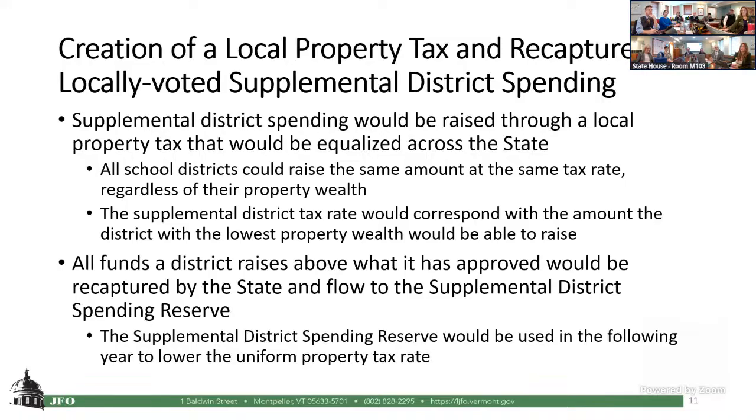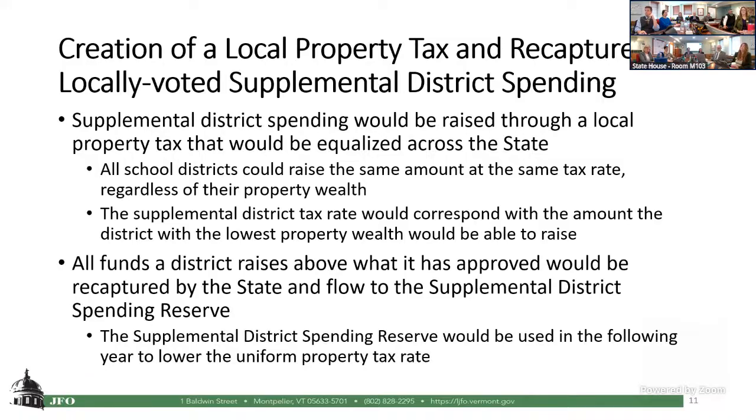Okay. So the way that supplemental district spending is raised is through a local property tax that is still equalized across the state. Right. So essentially, all school districts will be able to raise the same amount on the same tax rate regardless of their property wealth. And the way that this works is essentially the state looks at all of the school districts and the grand list per pupil in each of the school districts and looks at how much could be raised in that school district that has the least property wealth per pupil and says that's what everybody can keep on their tax rate. The remainder is recaptured by the state.